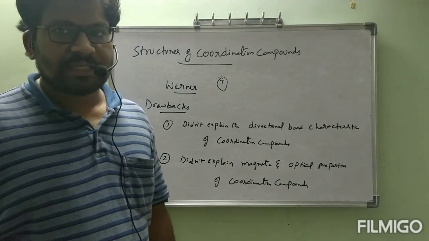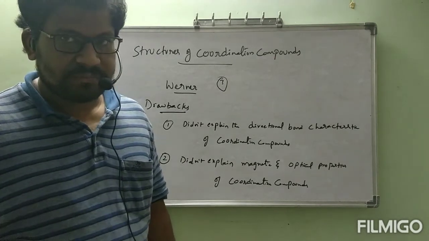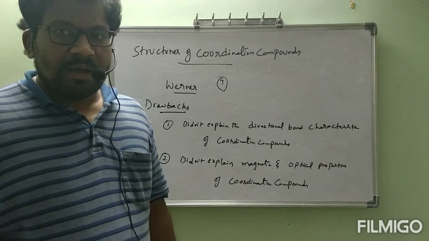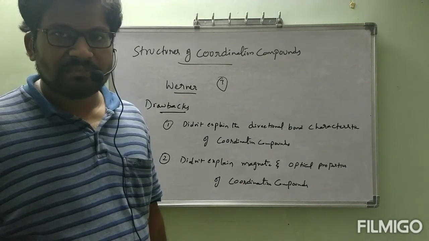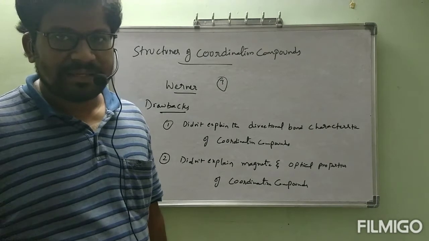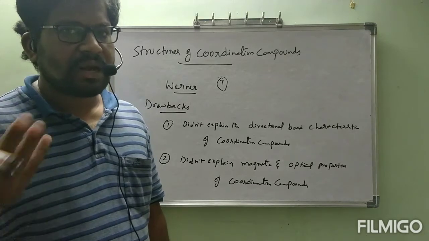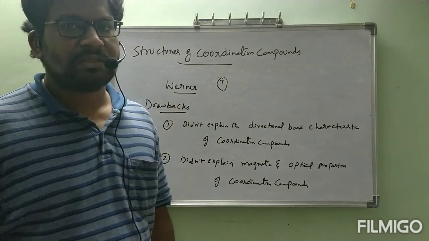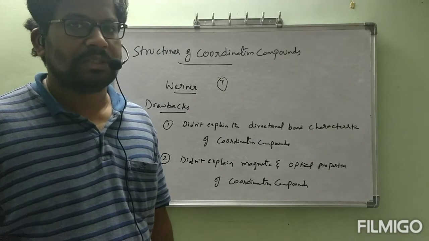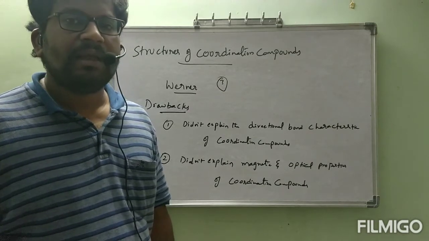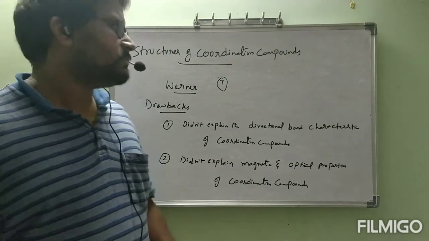Why first group elements, potassium, calcium, like that elements, why they are not involved in coordination compounds? That reason. First group elements are lithium, sodium, potassium, rubidium, cesium. Second group elements are beryllium, magnesium, calcium, strontium, barium, radium. These elements are not able to form coordination compounds. P block elements are also not able to form coordination compounds. D block elements are able to form coordination compounds. Why only these D block elements are able to form coordination compounds? That reason was not explained by Werner.